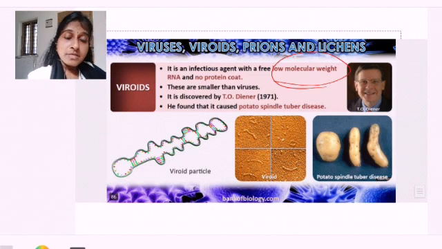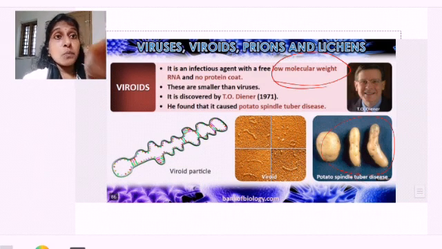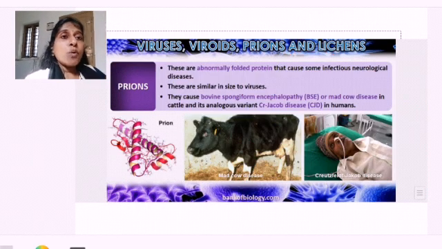They are smaller than viruses. It was discovered by T.O. Diener. He found that it is causing a disease. Name of the disease is potato spindle tuber disease. So this is potato spindle tuber disease. So this is a disease which is caused in plants by a viroid. Okay, who is causing it? Viroid.